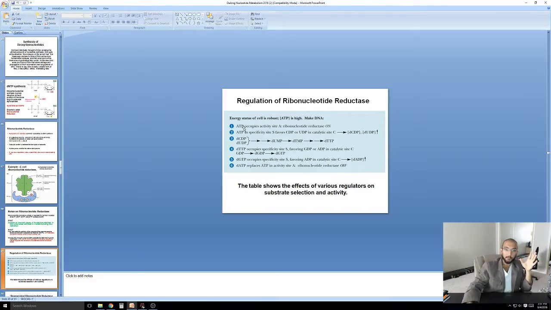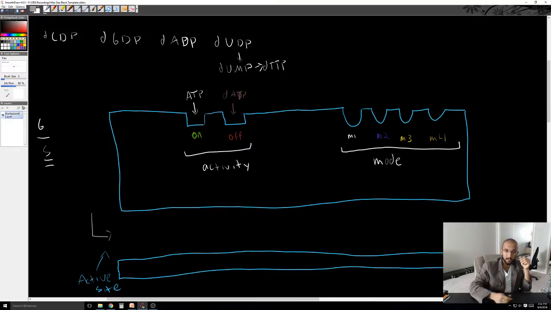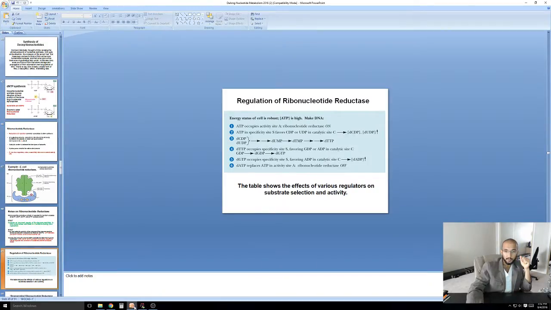So we have step one, ATP occupies activity site A, so the enzyme is turned on. We spoke about that. And then ATP can also enter the specificity site. So what that means is that ATP will be here, but it'll also be over here. So if we have ATP here, then this will activate the mode wherein we accept CDP and what was it? Was it GDP? Was the other one? Sorry, UDP.